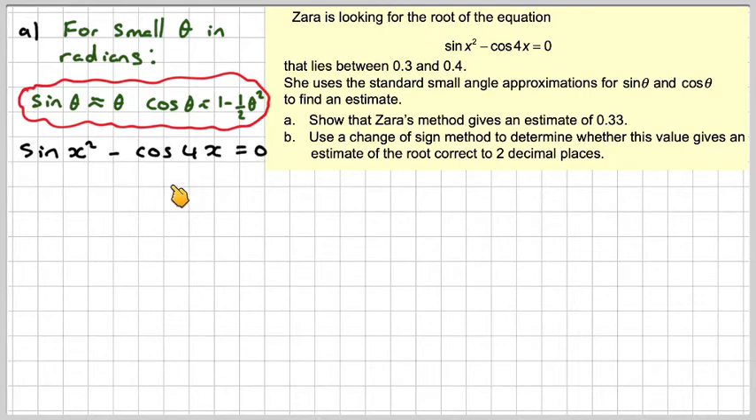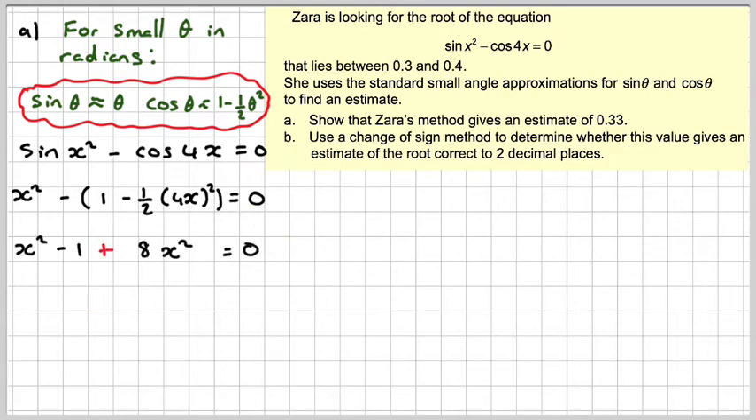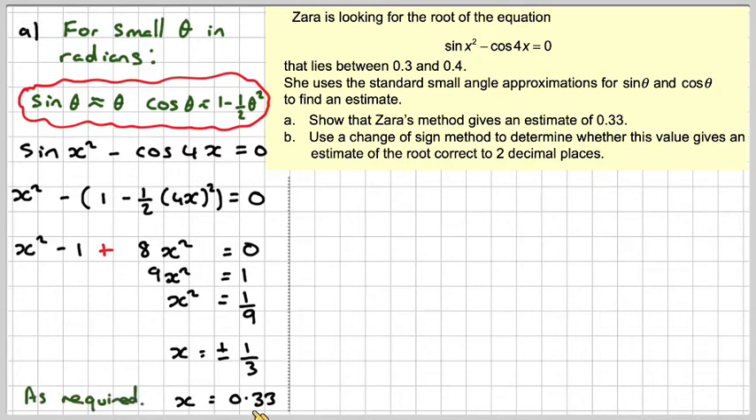So sine x squared minus cos 4x is equal to 0. This will become x squared, and then this will become minus 1 minus a half of 4x all squared is equal to 0. So it gives x squared minus 1 plus 8x squared is equal to 0, which gives 9x squared is equal to 1. x squared is equal to 1 ninth, so x will be equal to plus or minus 1 third, but we're only interested in the positive square root, which to two decimal places, 1/3 is 0.33 as required.